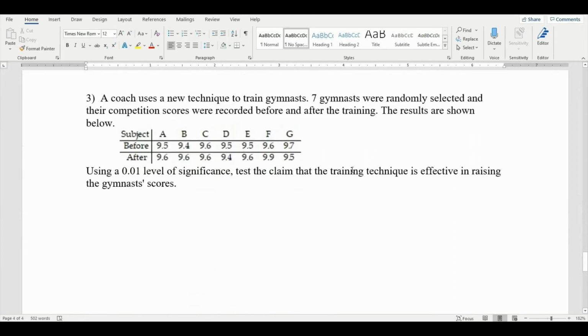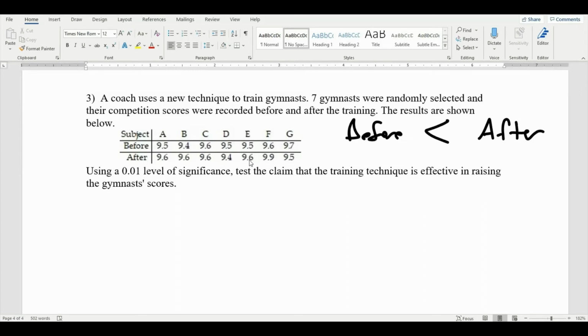Question number 3. So what we have here, once again, we have gymnast training, before and after. Before I do any work at all as far as technology goes, you need to be aware that we want the before and after scores. If you think about it, you want the after scores to be greater, don't you? So the after should be bigger than before.